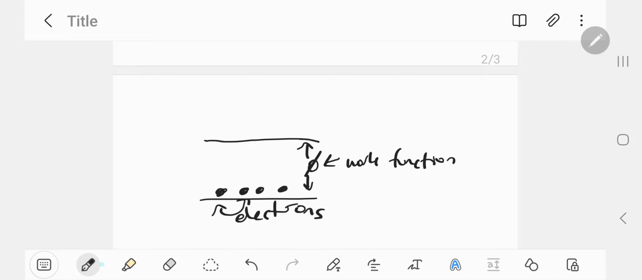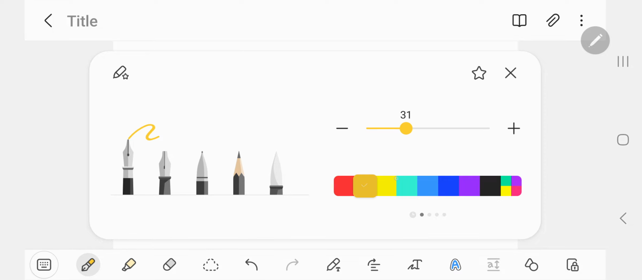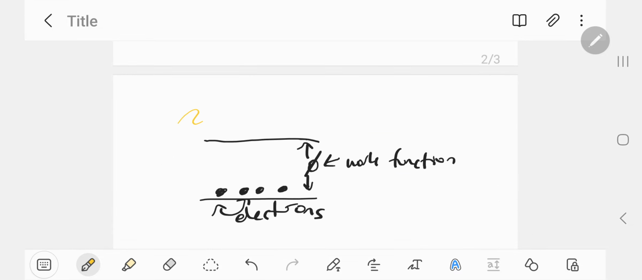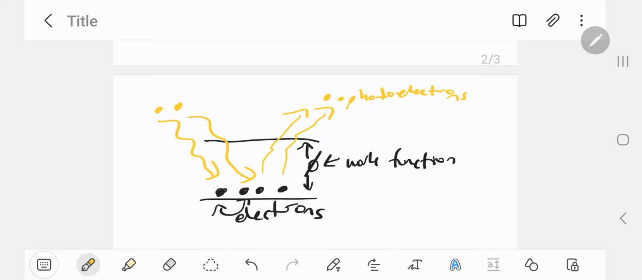So this was Einstein's picture. So consider light coming in. So light's made of quanta. I'm just going to draw a wave for now. Light of a specific frequency coming in can eject electrons from the surface, and you get photoelectrons. Each quantum of light has an energy E equals hf associated with it.